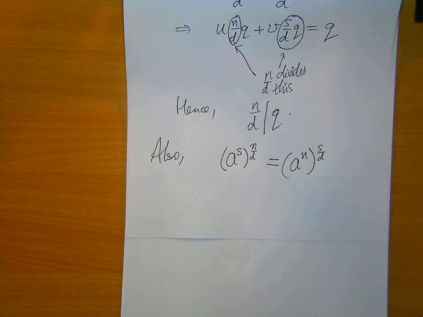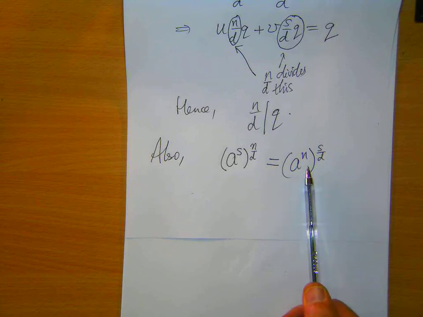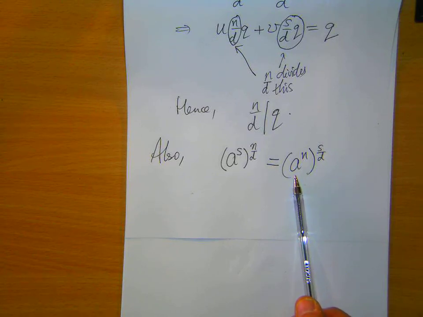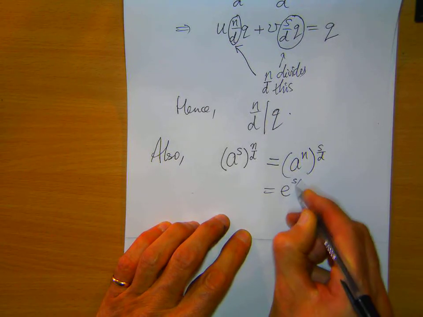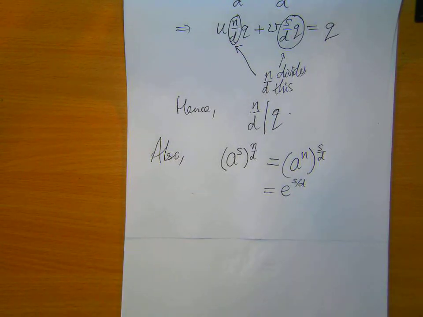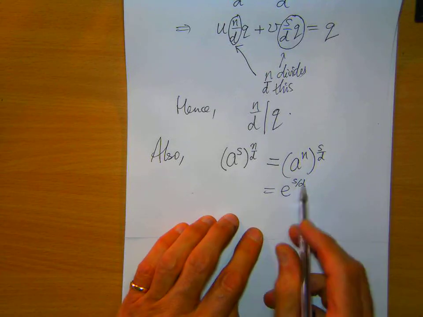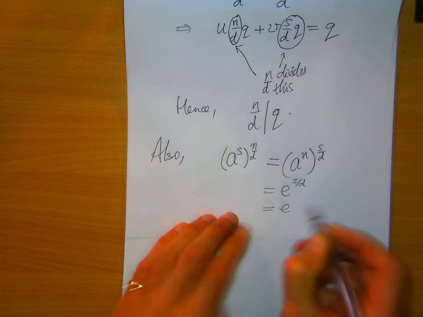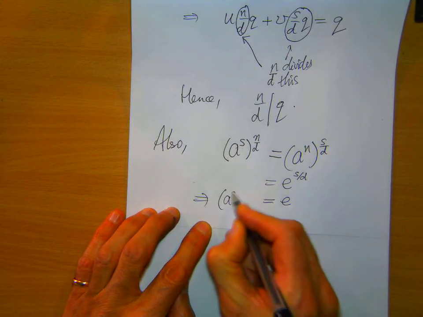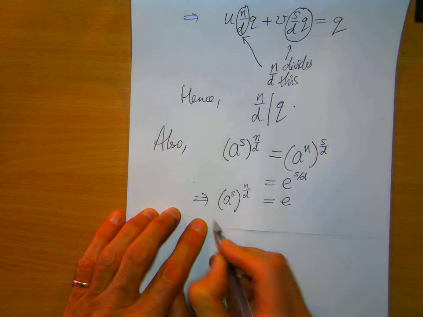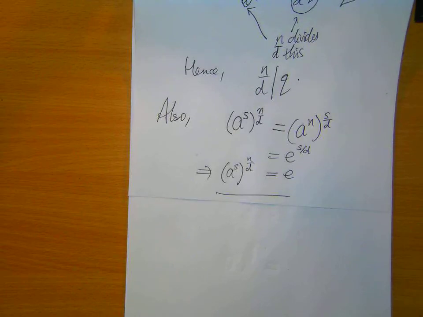But now you see we've got a to the n. And what do we know about a to the n? Remember, a is of order n, so a to the n is the identity element. Good. That's since n is the order of a, and the identity to any power is the identity. So what we've proved is that a to the s, which is the element whose order we're interested in, all to the power n over d is the identity.